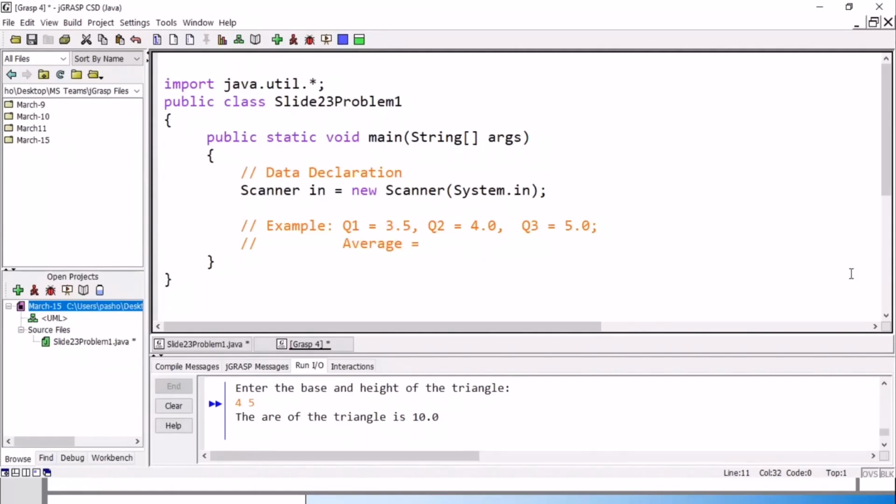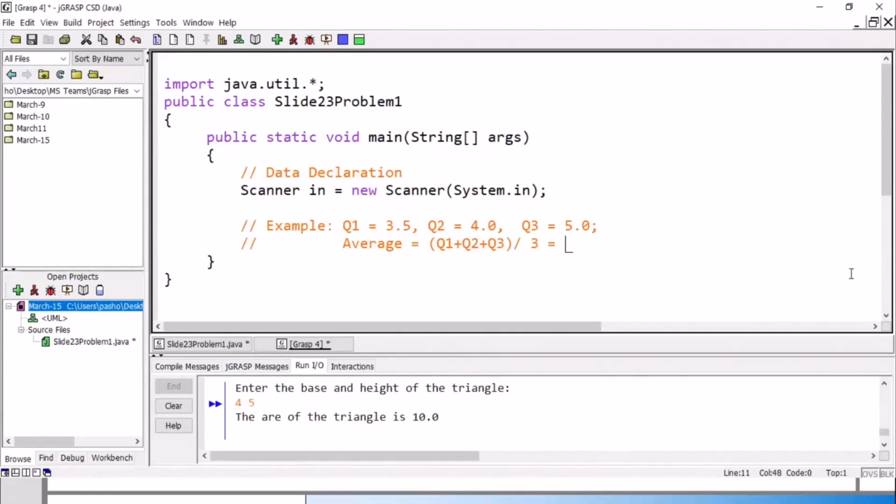So the average is equal to Q1 plus Q2 plus Q3 divided by 3, and I need to calculate it. Okay, I'm going to use the calculator here. 3.5 plus 4 plus 5 is equal to 12.5. But this is 12.5, divided by 3. Okay, I have to divide the answer by 3.